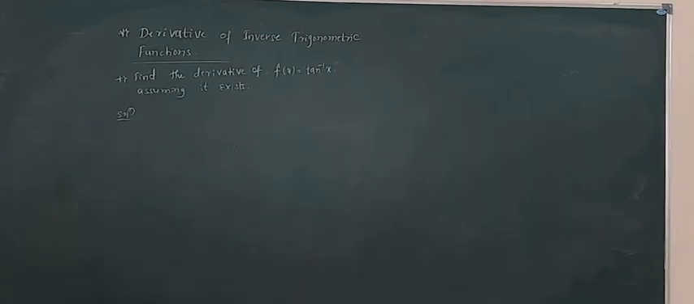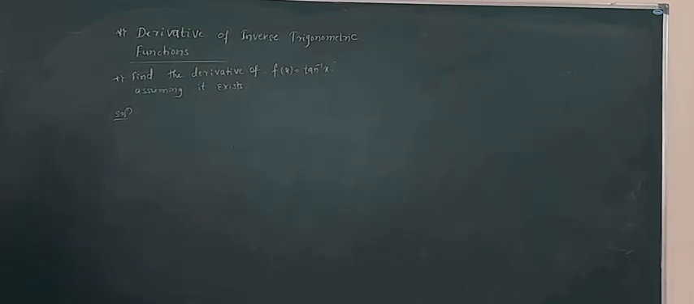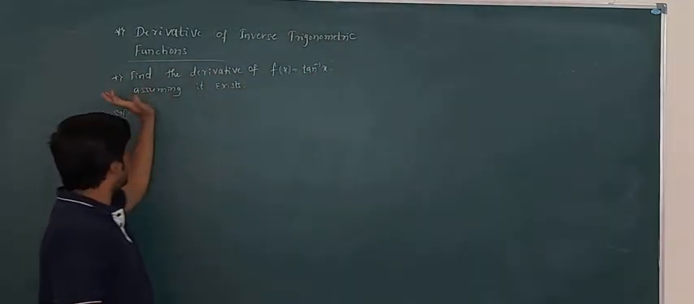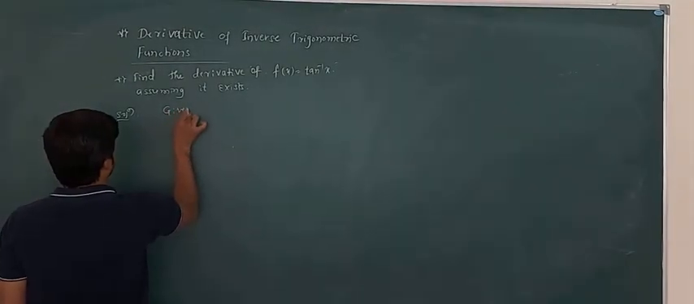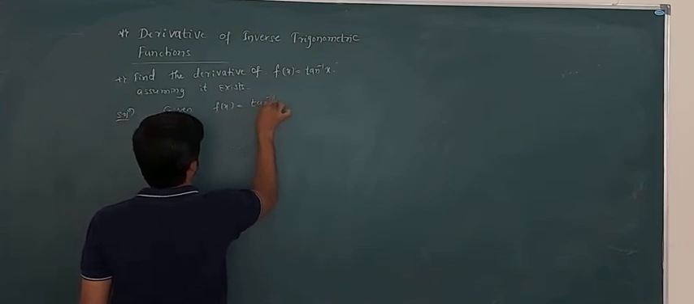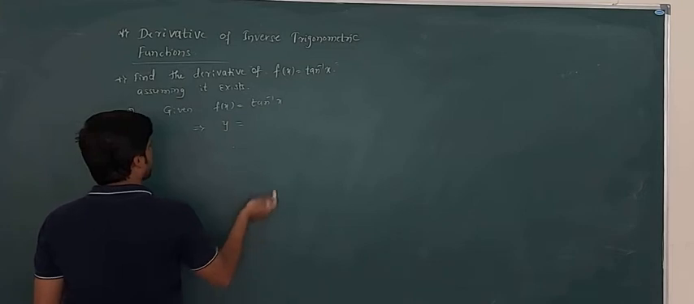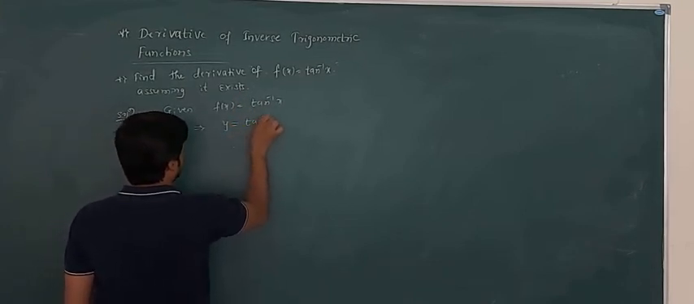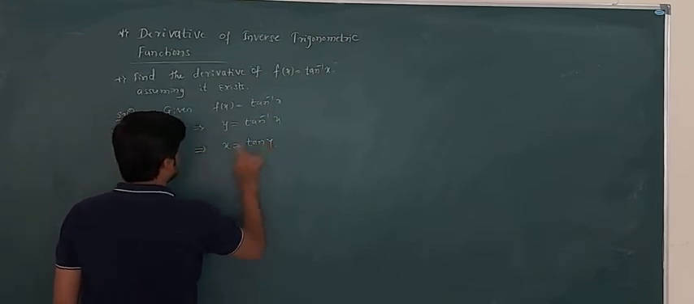So consider next inverse trigonometric function, that is tan inverse x. Differentiate or find the derivative of f of x equal to tan inverse x, again assuming that it exists. So here given function is f of x equal to tan inverse x, and f of x can also be written as y, because we know that y equal to f of x. So y equal to tan inverse x, or x equal to tan y.